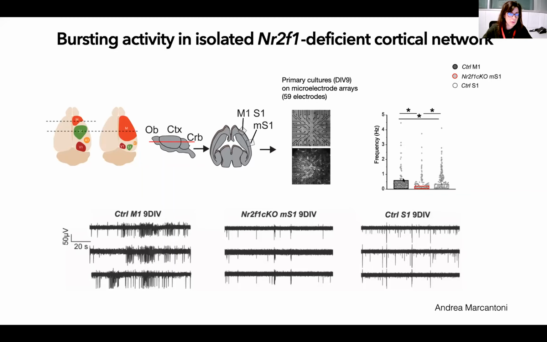And what we also found were differences in some intrinsic properties, like the minimal current that you need to elicit an action potential in mutant neurons from the NR2F1 mutants when compared to both control conditions, as well as resting membrane potential when compared to somatosensory cortex.